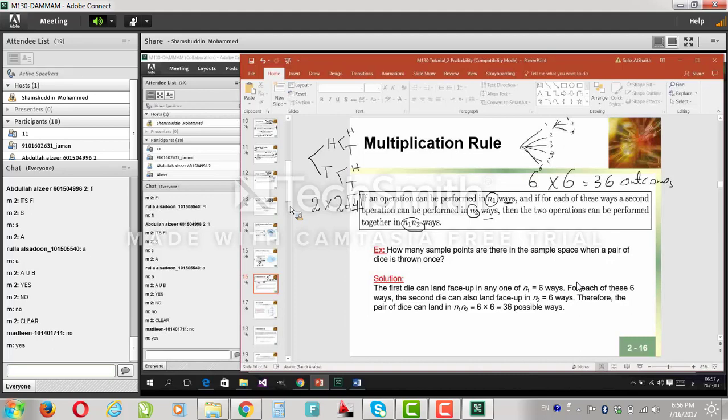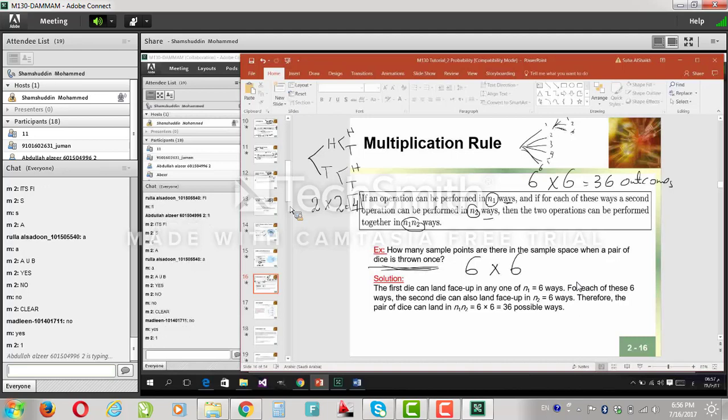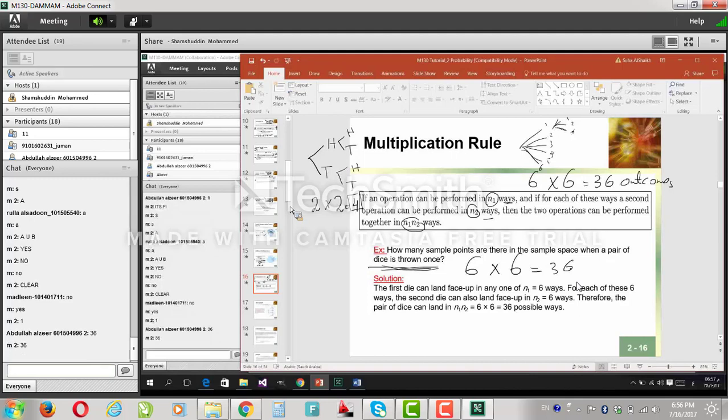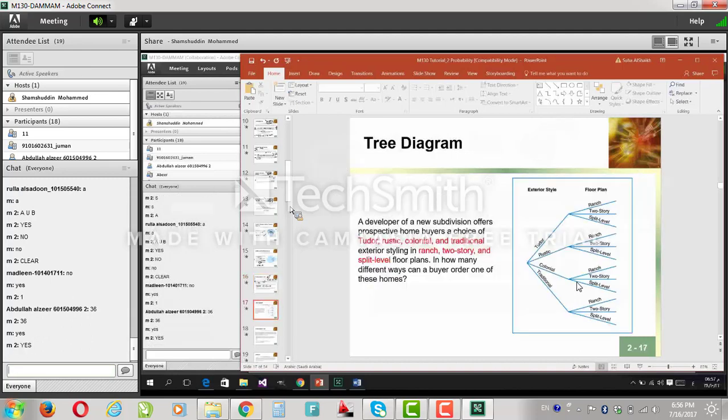How many 3-letter code words are possible using the first 8 letters of the alphabet if no letter can be repeated? I have 8 letters for the first, then I will use 7, then I will use 6. So 8 times 7 times 6 equals 336.